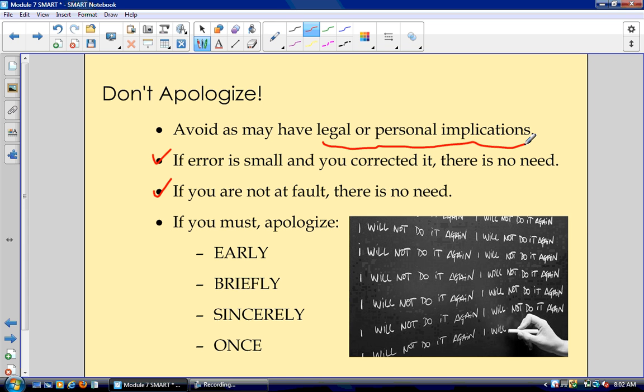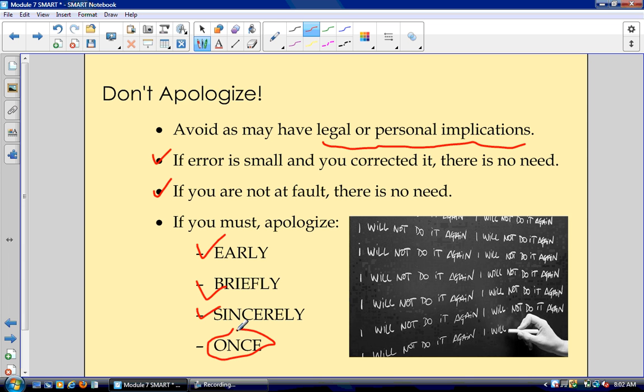If you really are at fault, there really is a reason to apologize. Do it early, do it briefly, do it sincerely, and do it once. If I see in your negative messages the word sorry more than one time, no. Again, it's like negative messaging. Don't repeat the negative. Don't repeat the apology. Say it one time, do it in the beginning, and move on.